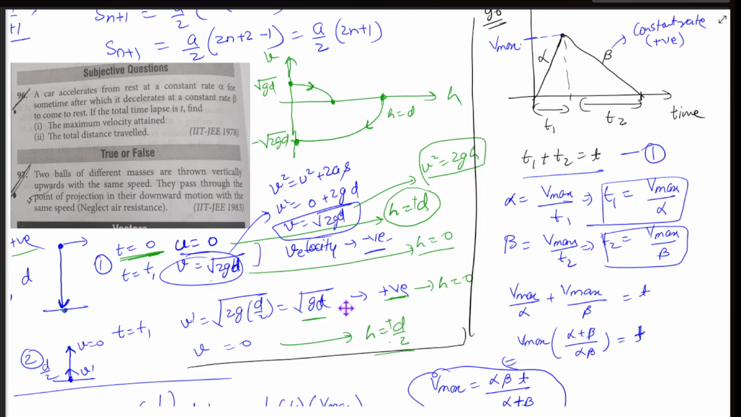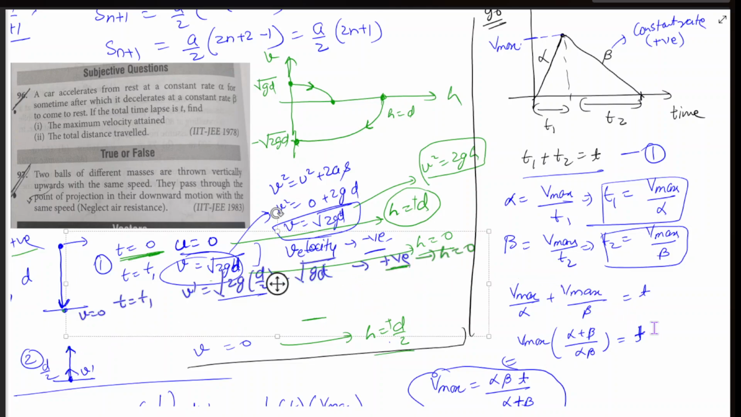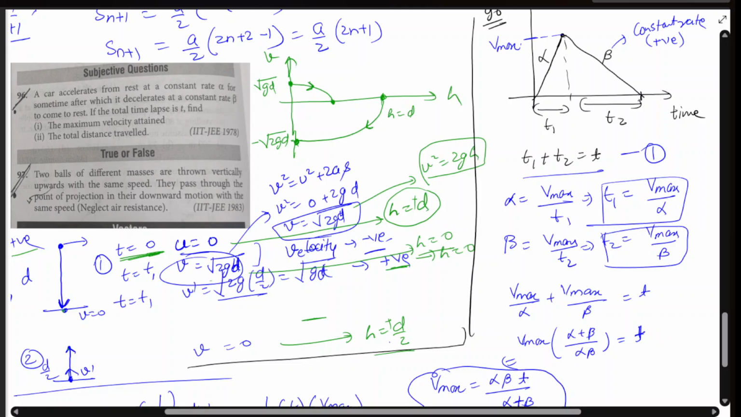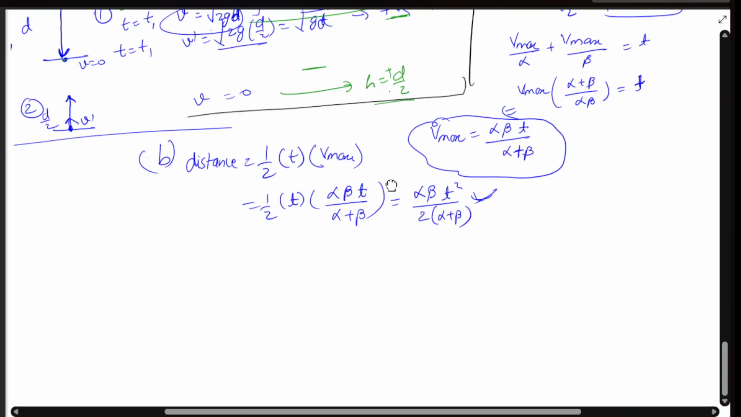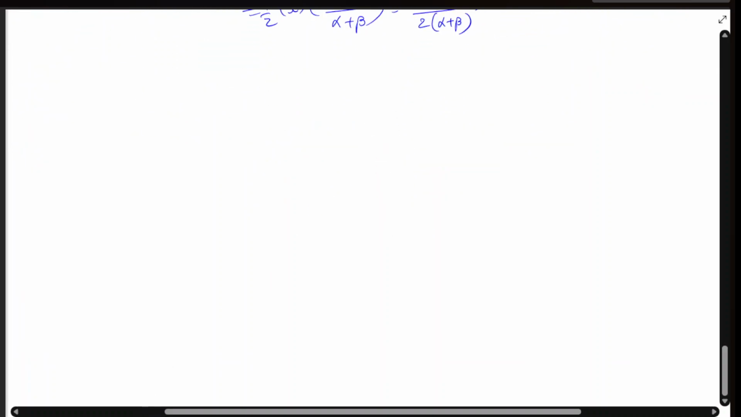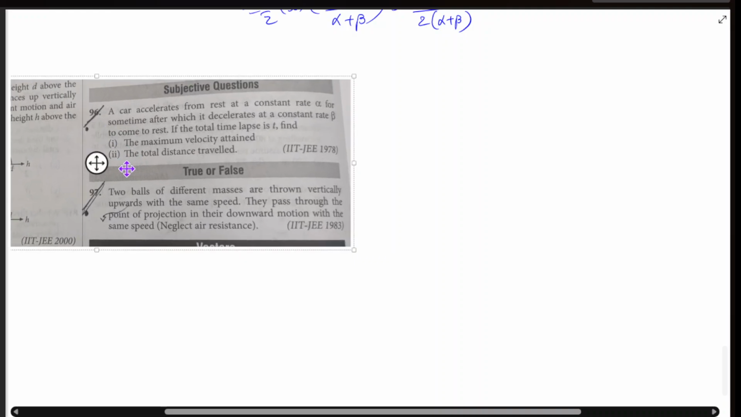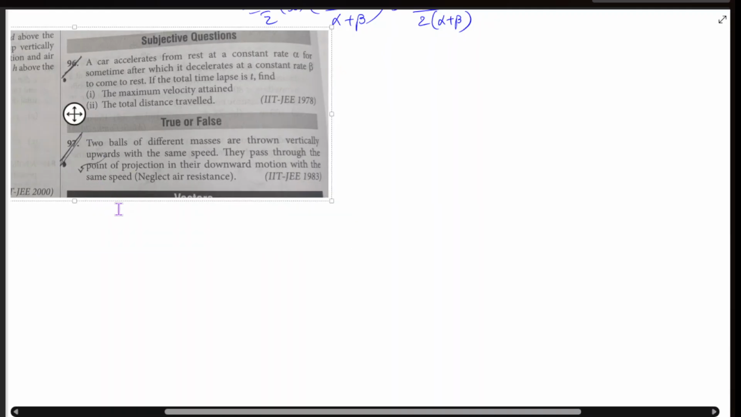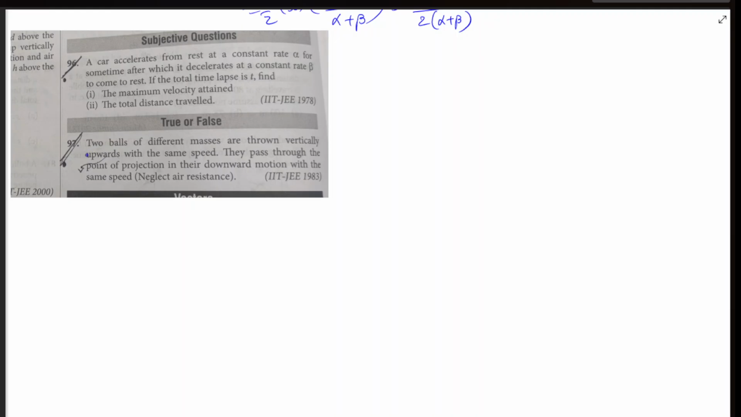Okay. Next. Yes. 97th question. Two balls of different masses are thrown vertically upward with the same speed. So of different mass. Oh, this is M1. This is M2.